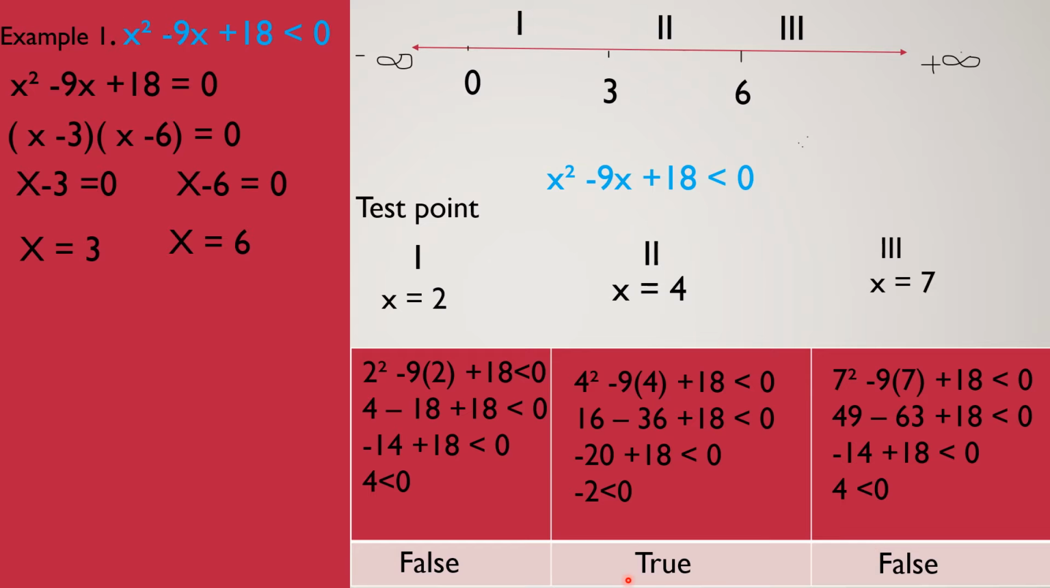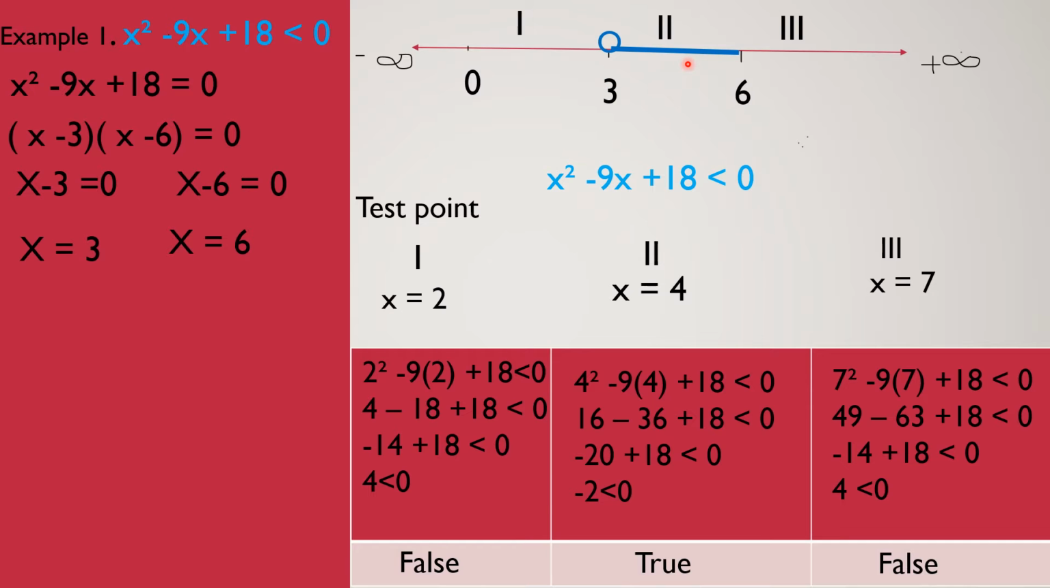Now, here we have negative 2 less than 0, which is true. Which means that the solution set of this example is on this part of the number line or region. Okay? So how are we going to write that?